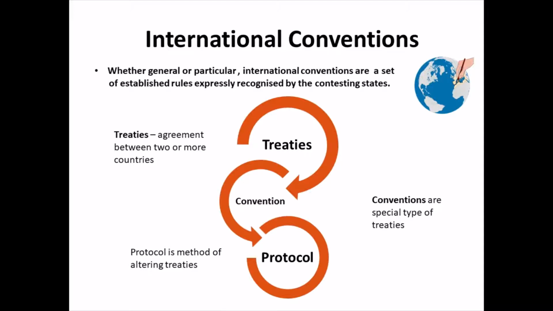when a treaty is of a special type, it becomes a convention. And when you want some alterations or amendments or additions in the conventions, then it becomes a protocol. Montreal Protocol, Kyoto Protocol, these are protocols. A protocol is a method of altering treaties. So it is very clear, I guess. Treaties are an agreement between two or more countries. Conventions are a special type of treaties. Protocol is a method of altering treaties. Okay, so this is what international convention talks about.